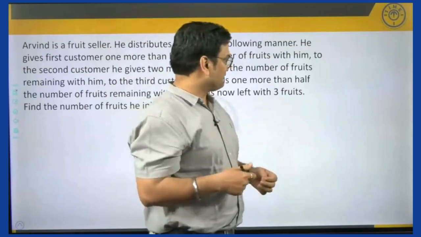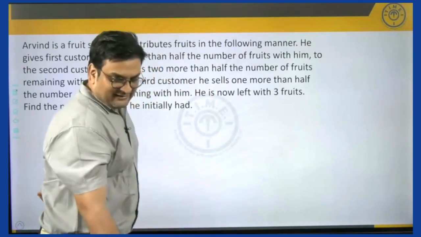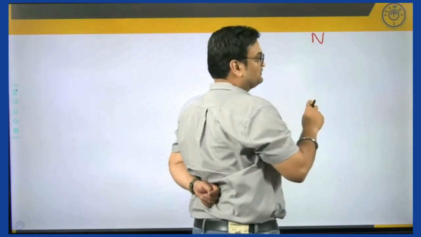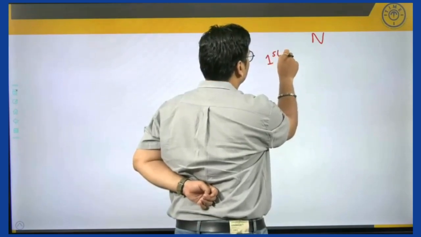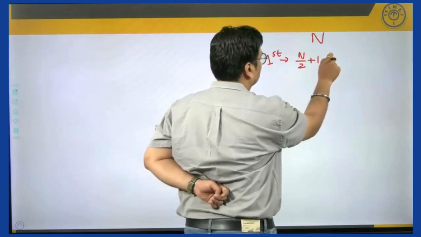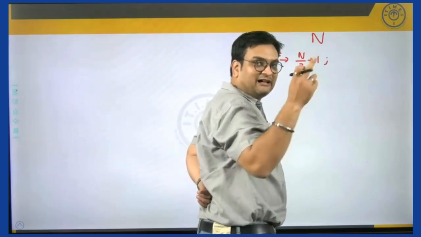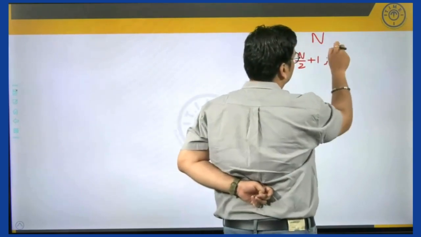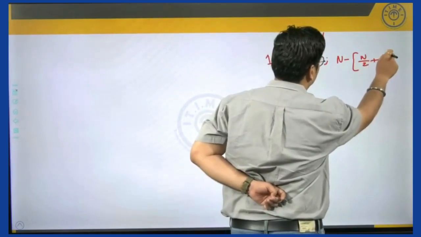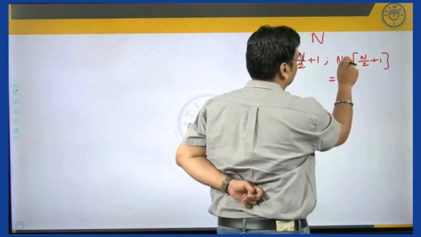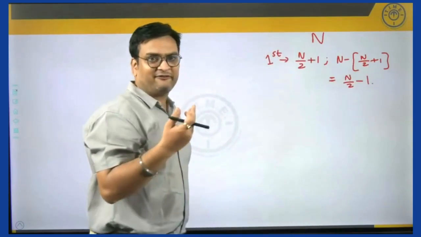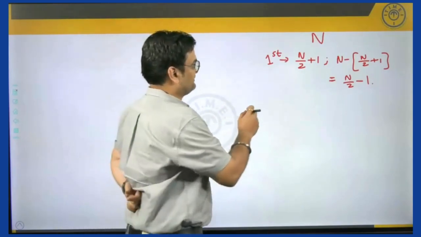One of the ways of solving this question could be like this. Let us assume that he started with n fruits. To the first customer he is selling 1 more than half the number of fruits that he has. That means the number of fruits he will be left with after he sold to the first customer will be the number of fruits he started with minus the number of fruits he sold to the first customer. This will be n minus n by 2 plus 1, which is n by 2 minus 1. So, this is the number of fruits left with Arvind after he sells to the first customer.